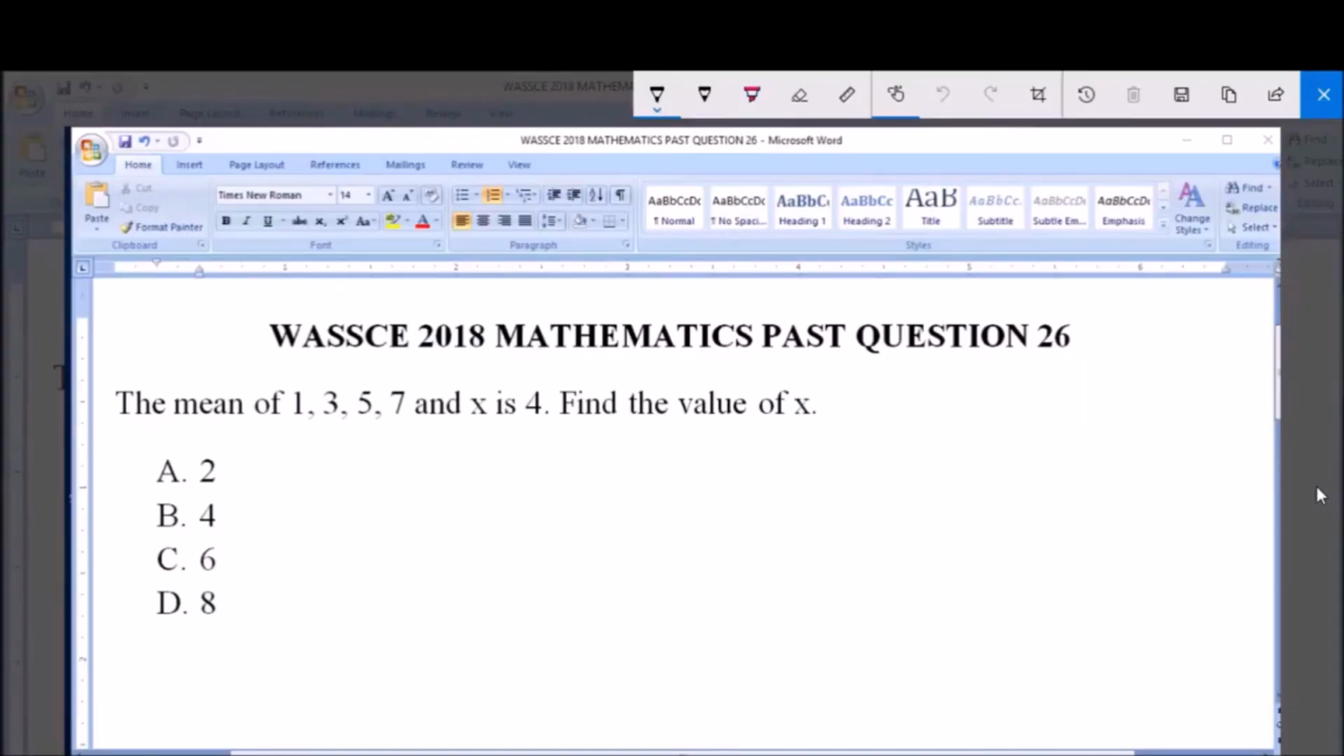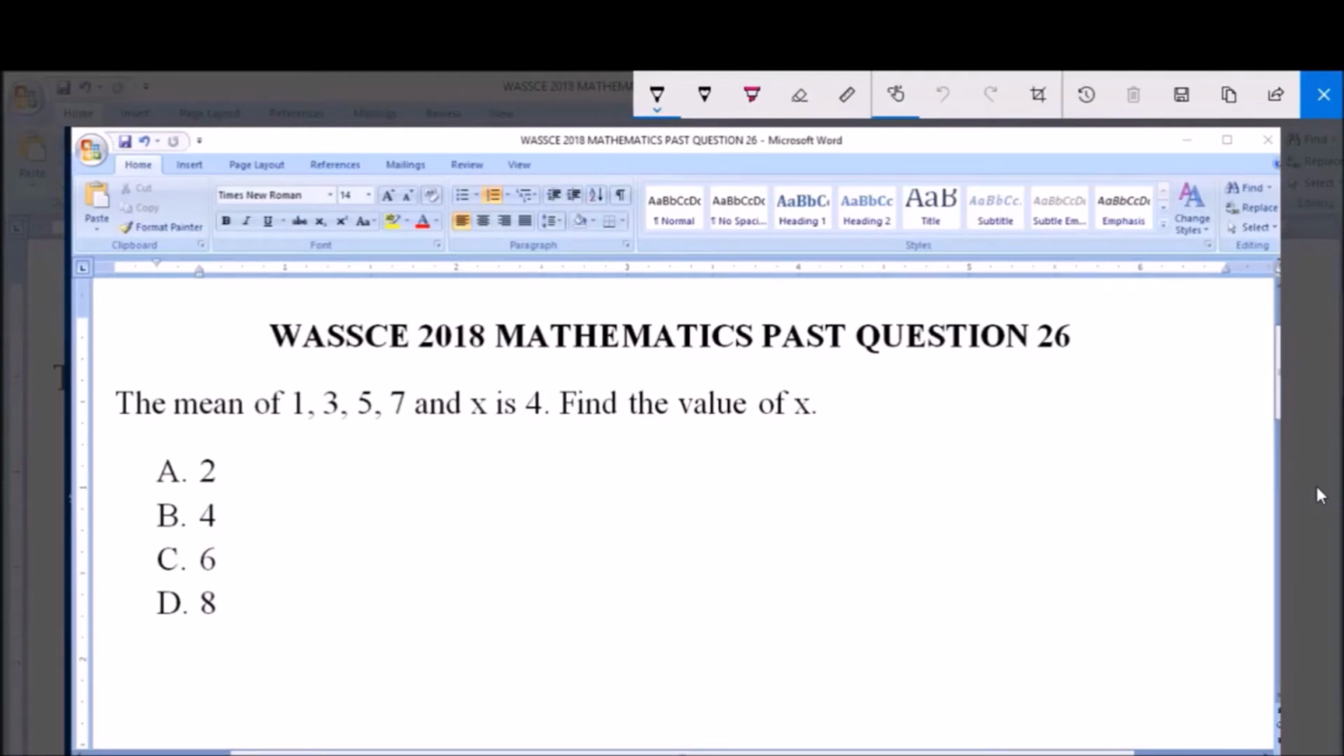Hello, good day and welcome. I'll be answering WASSCE 2018 Mathematics Past Question 26. The mean of 1, 3, 5, 7 and x is 4. Find the value of x. Options: A 2, B 4, C 6 and D 8. So we have to find the value of what?